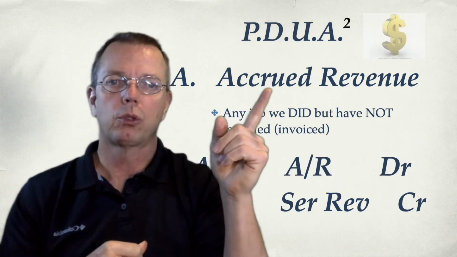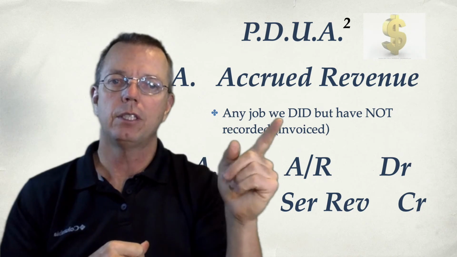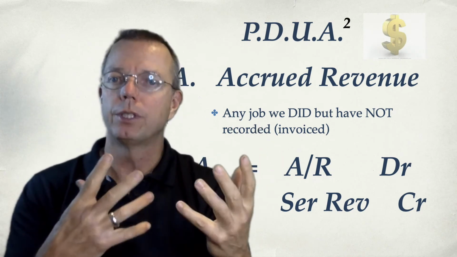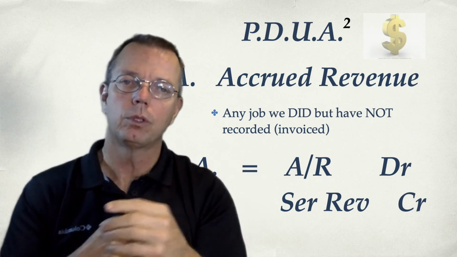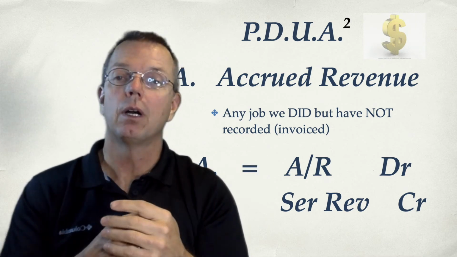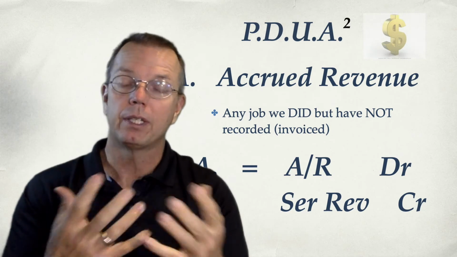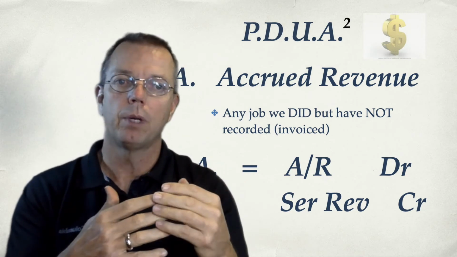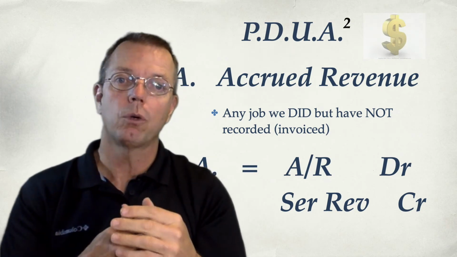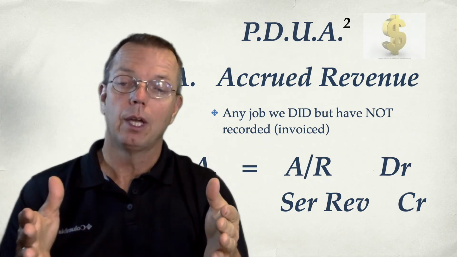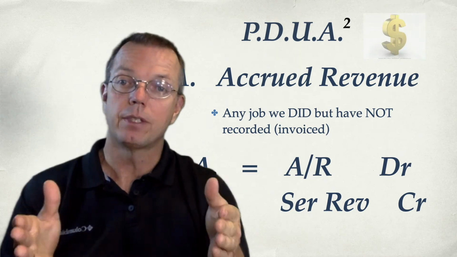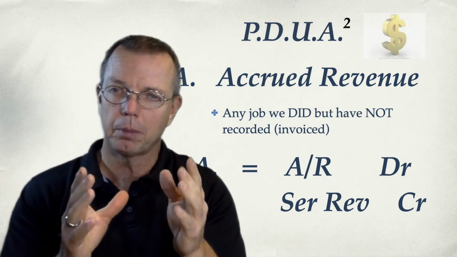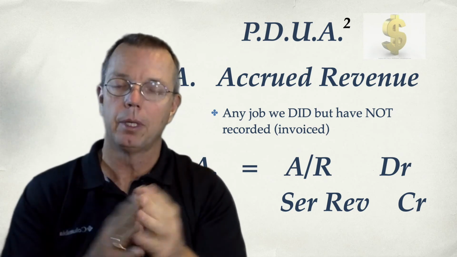Okay, so let's do accrued revenue now. By definition, this is any job that we did, but we haven't recorded or invoiced yet. So let's use the example that we used for unearned revenue. Let's say we completed the basement, and it's near the end of the month, but we just haven't invoiced it yet, or we haven't recorded it yet, right? So we need to record that because our reports have to be specific to the month's end or year end, right? Because they don't always necessarily jive. Because they don't necessarily line up.